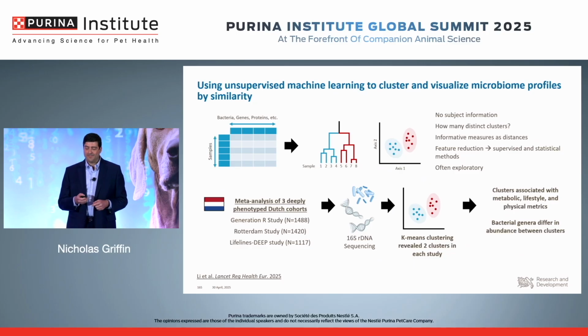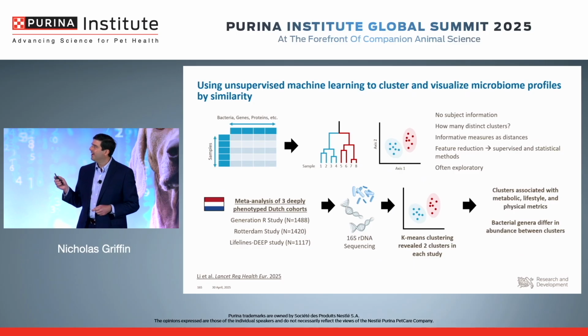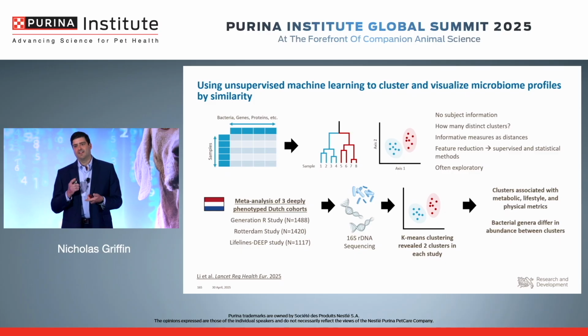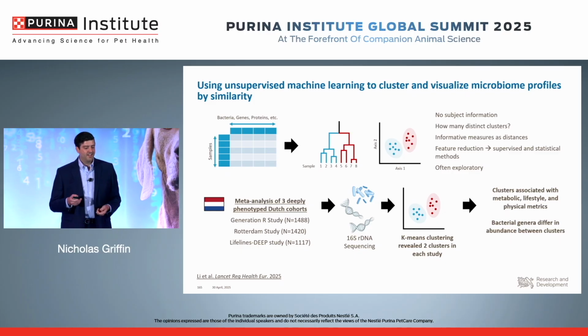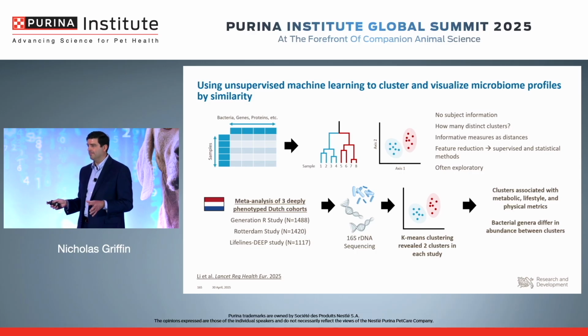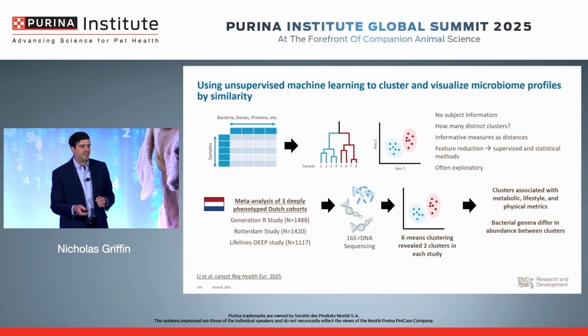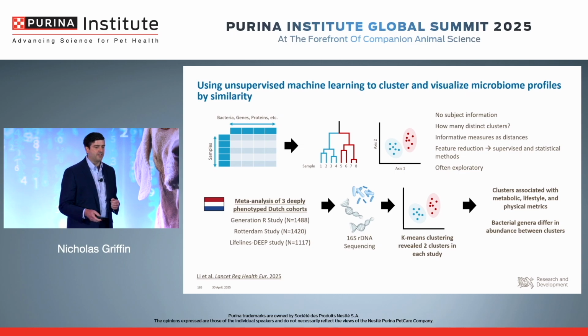So we haven't really dived into this yet, but machine learning algorithms can be supervised or unsupervised. Here's an example of researchers using an unsupervised method, which is just a fancy way of saying we didn't know anything about the samples ahead of time, right? To essentially cluster microbiomes by how similar or different they are. So you have no subject information. Your real question is, how many clusters can I identify?